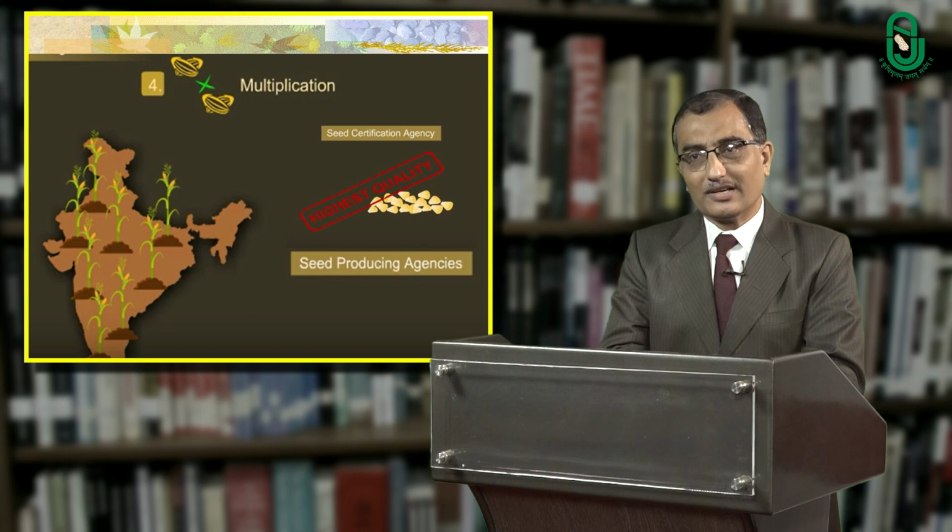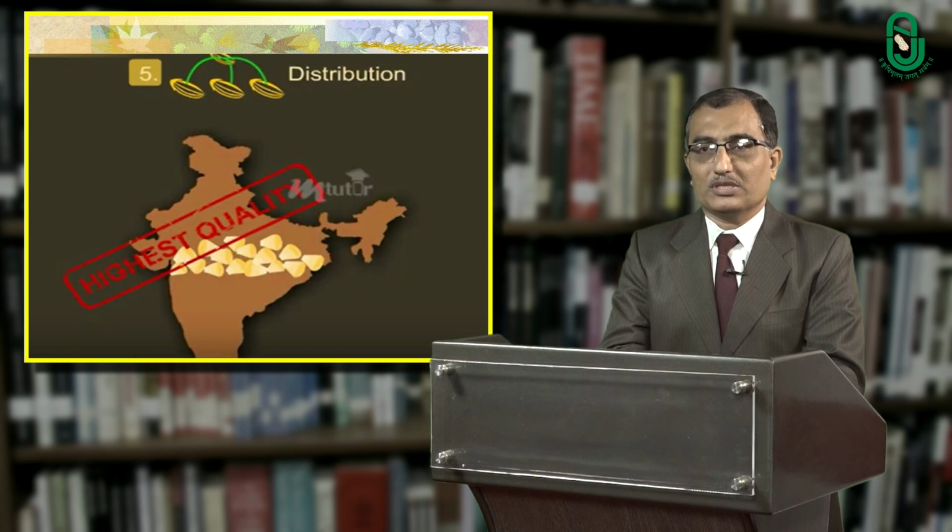Similarly, under the state trial, it is tested for 3 or 4 years, and finally the variety can be multiplied for distribution. Multiplication we can do at our will, and that will be performed by the seed certification agency as well as the seed producing agencies and various other farmers. Once it is multiplied, it should be distributed to the farmers at a reasonable rate, with timely and high quality seeds.